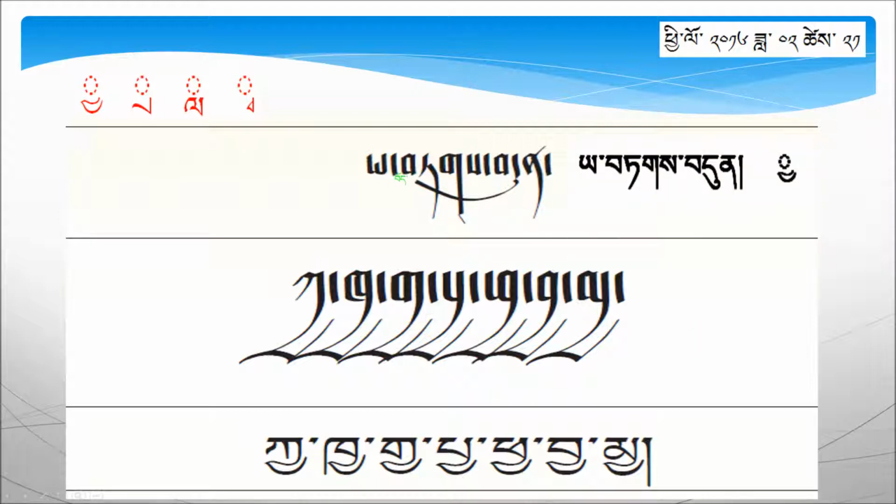Over here it's saying yata in headless letters, or ume, and over here it's saying the same thing, yata in uchen, the headed letters. This is the notation in headed letters, uchen, and this is the notation in headless letters, ume.